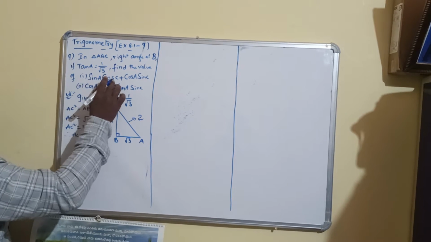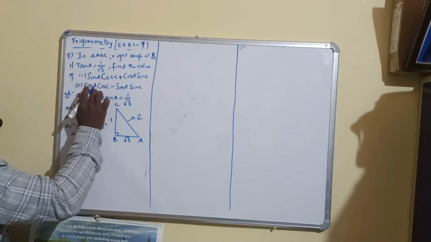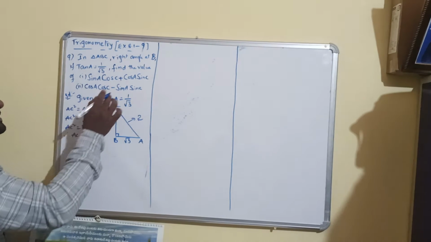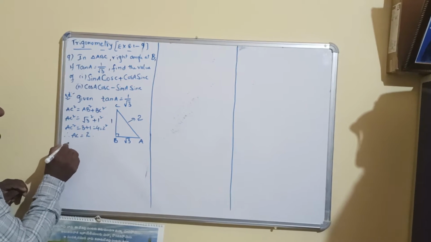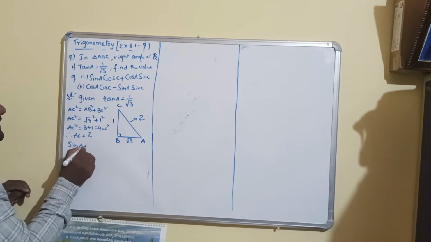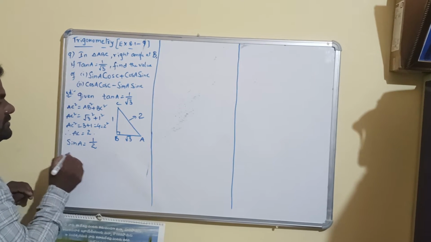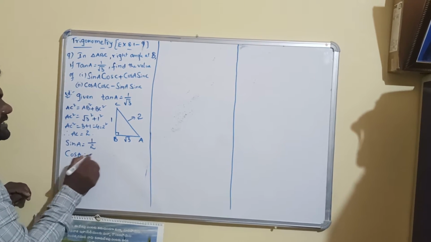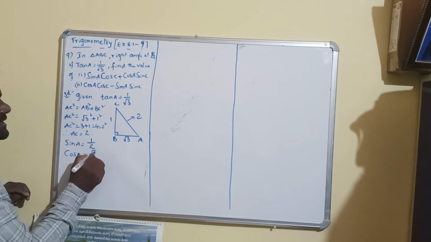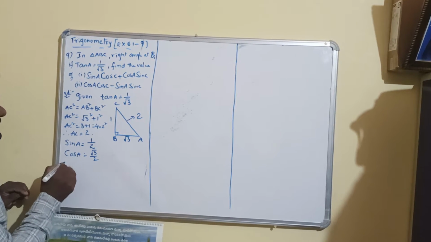Now here sin A, cos C, cos A, sin C is there. Therefore, first sin A. Sin A equal to what? A opposite side by hypotenuse, 1 by 2. Cos A adjacent side by hypotenuse, root 3 by 2. Next sin C, cos C.